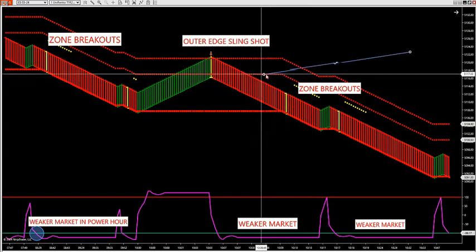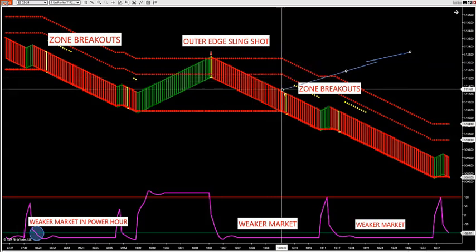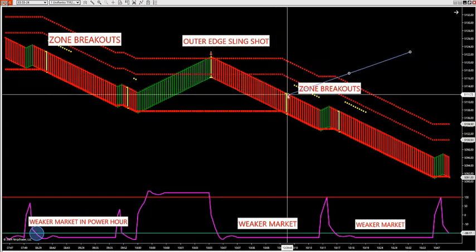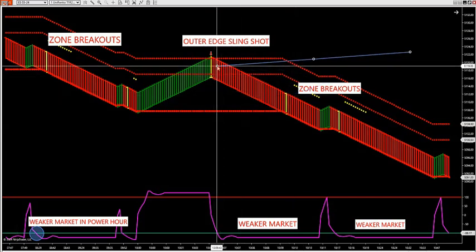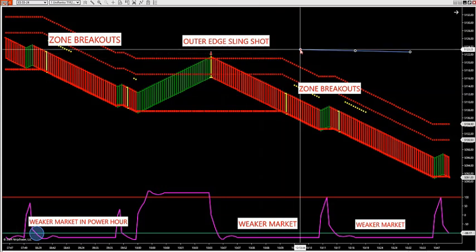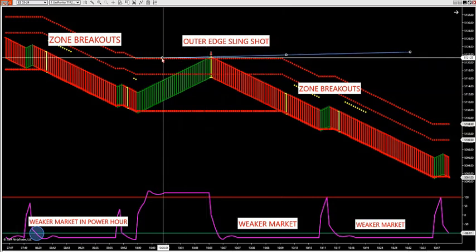If the zone is red, we're looking for sells: a yellow trigger candle here on the zone breakdown, and a yellow trigger here on the outer edge slingshot. A failure trade, I'll show you in a second what it looks like. But let's go through yesterday's price action.